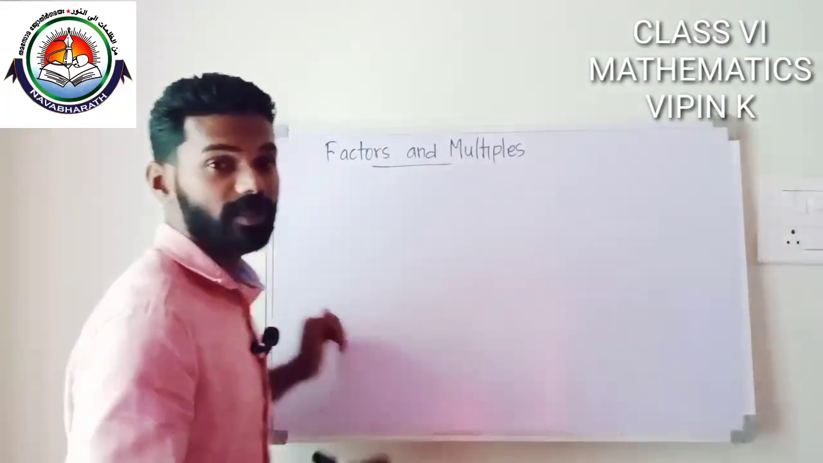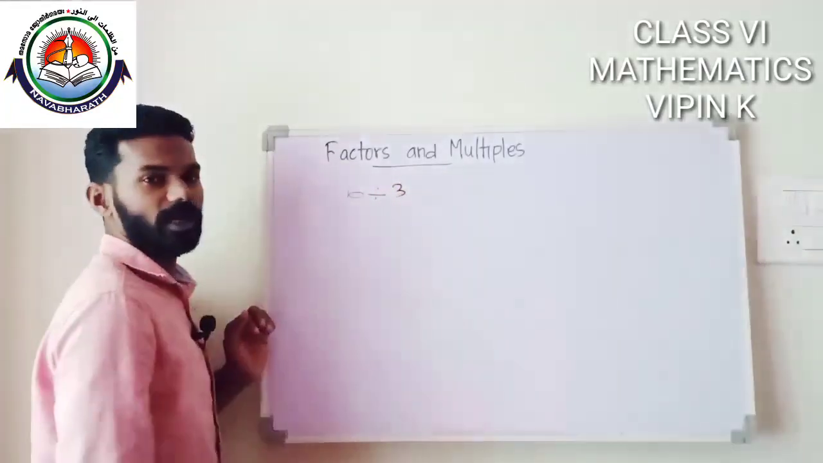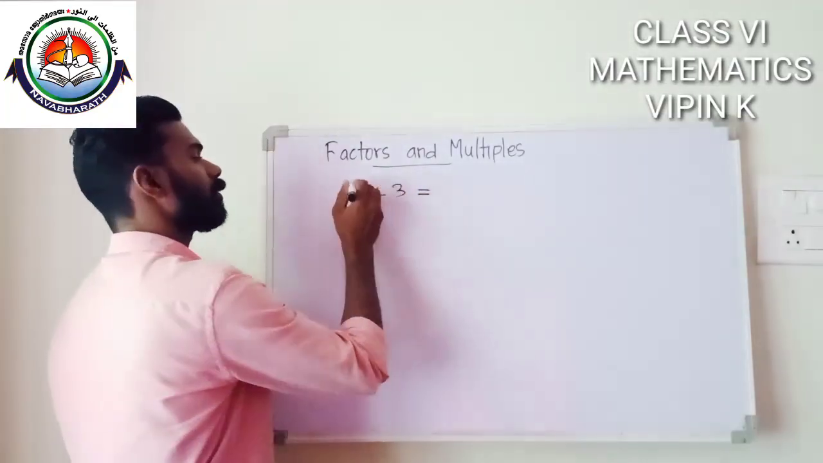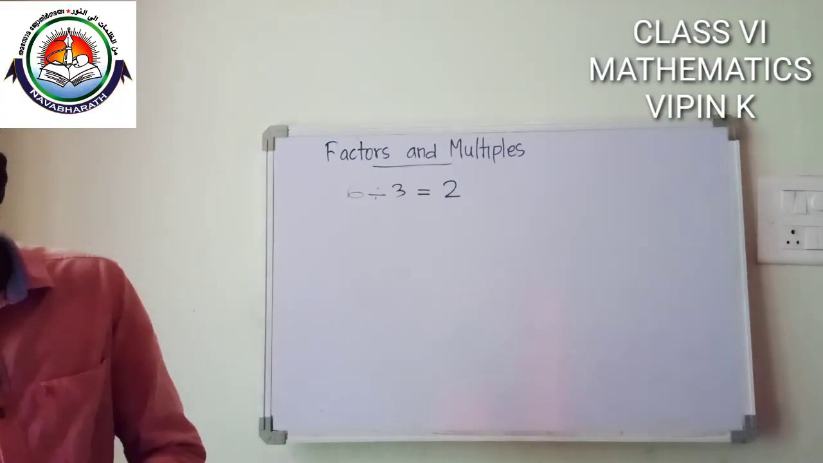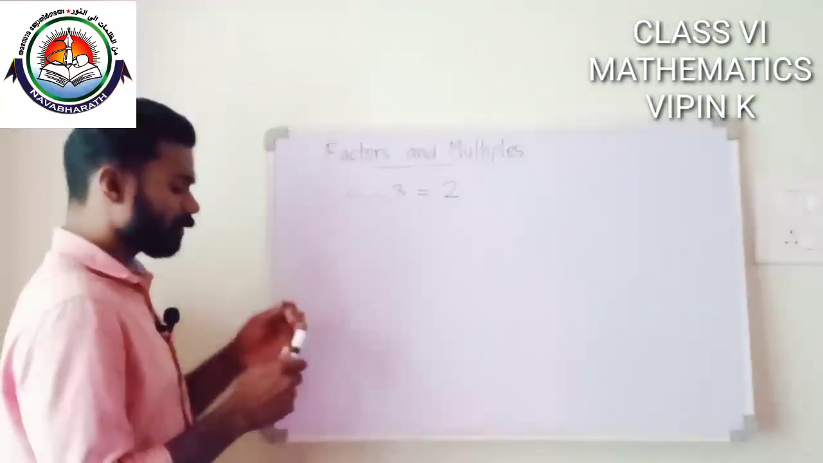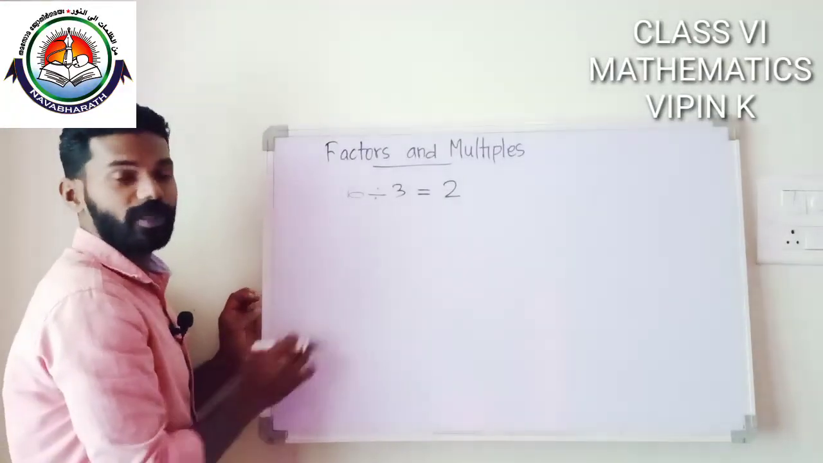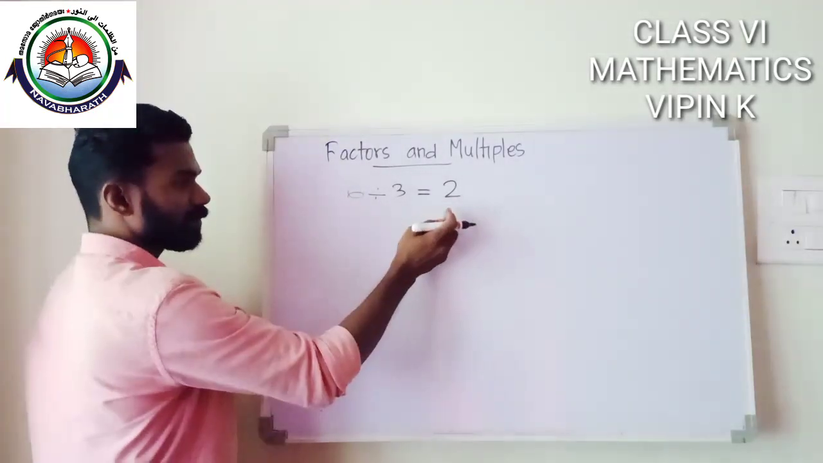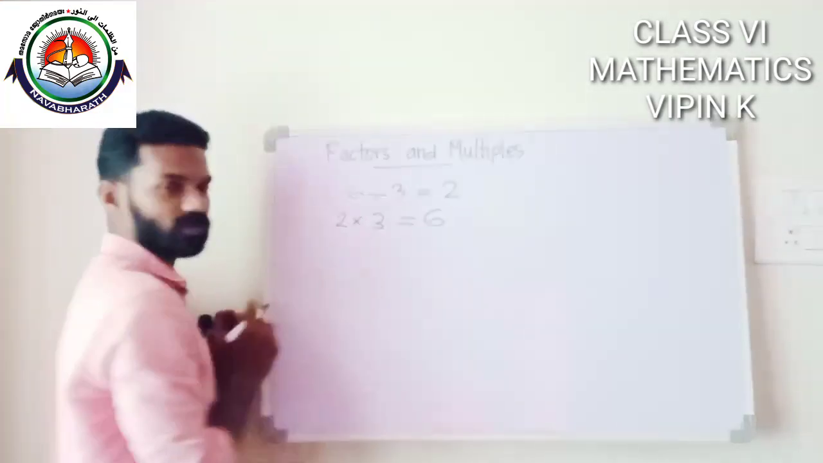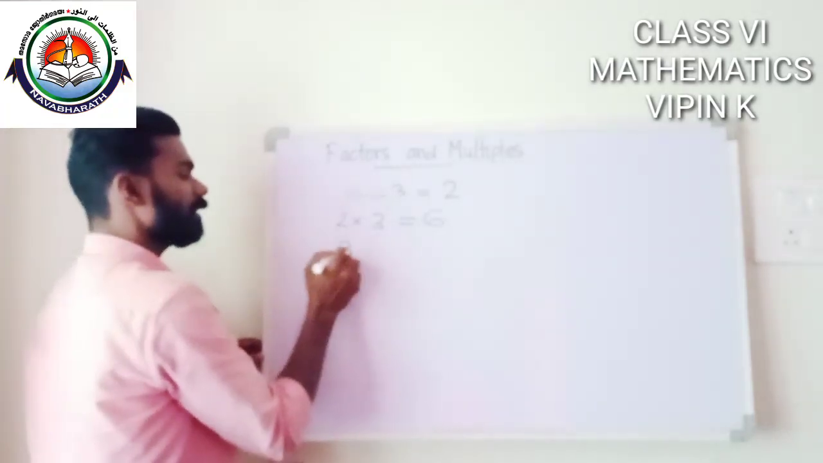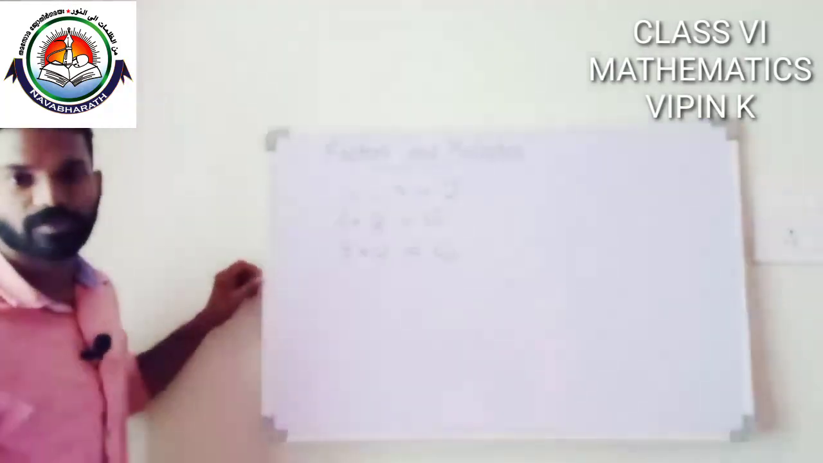Okay. Now consider a division, as before: 6 divided by 3. And you know the answer, 6 divided by 3 is equal to 2. Now we are going to consider another thing. From this division, we can consider 2 multiplications. Either we can say 2 into 3 is equal to 6, or we can say 3 into 2 is also equal to 6.